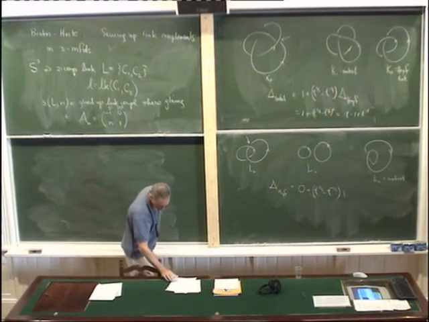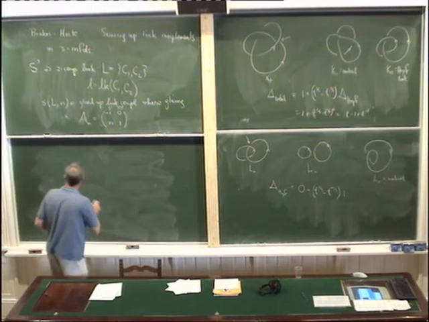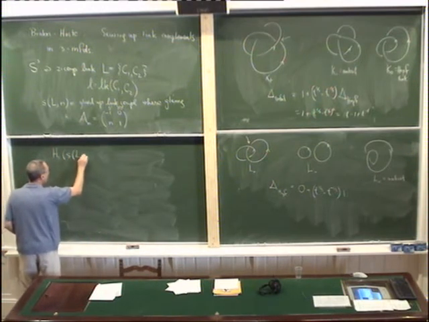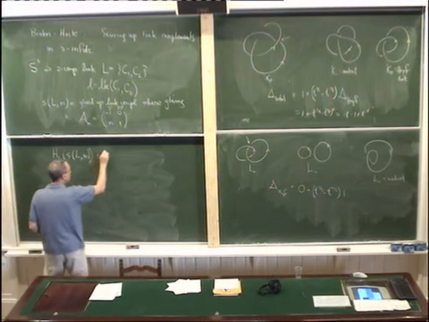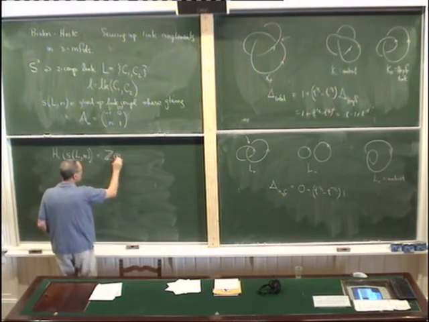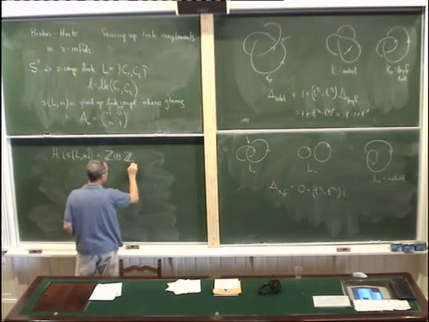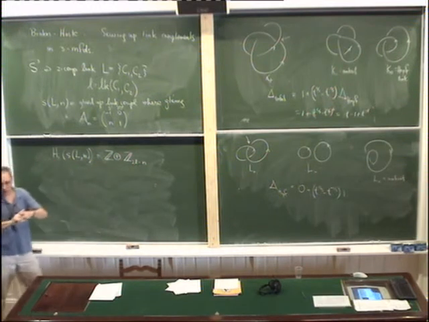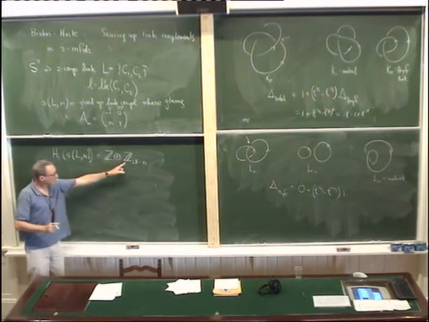And the homology is Z plus Z mod 2L minus N, where, again, L is this linking number between the two components. So what are generating these factors?